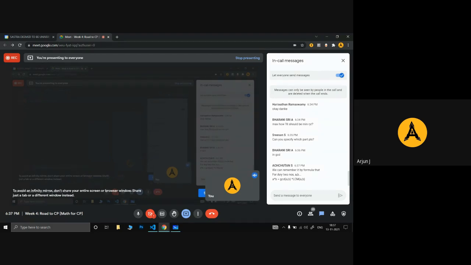So we can remember it by the formula that for any two numbers a comma b, a into b equals GCD of a comma b into LCM of a comma b. Yeah, you are right, Achutan. That's wonderful.